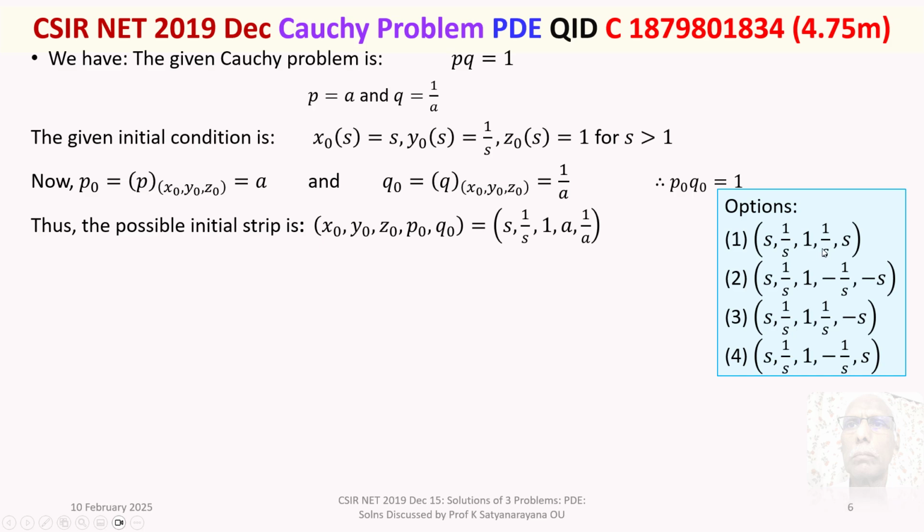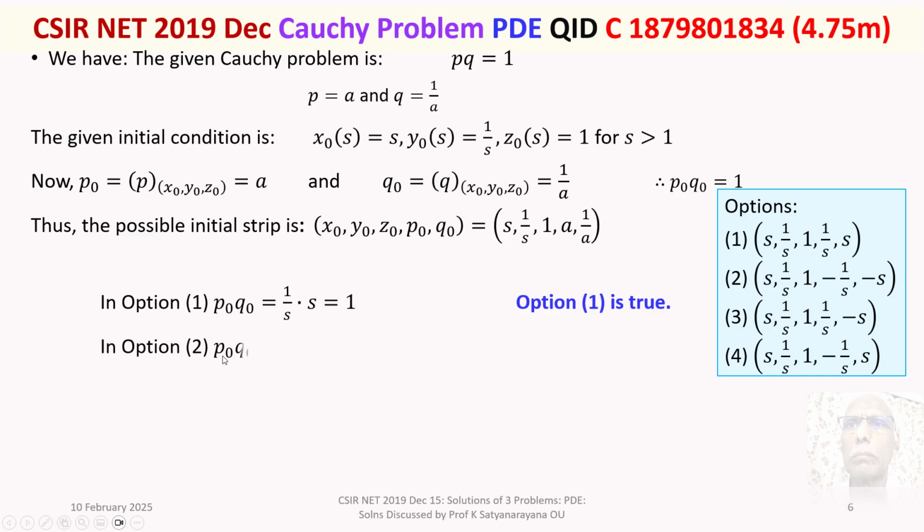Now, in option 1, a is 1/s and 1/a is s, and the product is 1. In option 1, p0 is a, q0 is 1/a, p0 q0 is 1/s into s, which is equal to 1. Option 1 is true. And in option 2, p0 is -1/s, q0 is -s, multiplied, it is 1. Option 2 is true.